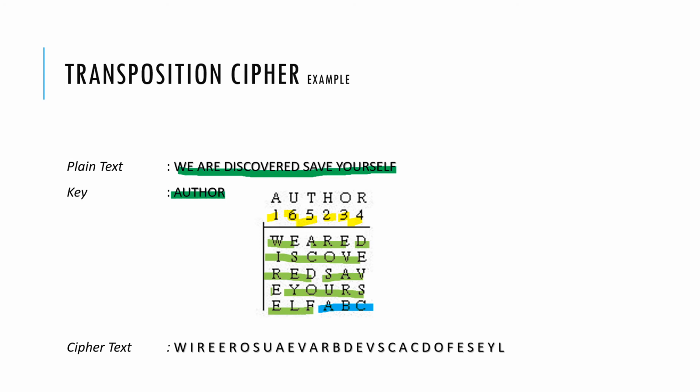Now what we want to do is read these columns in lexicographic order of the indexes we have mentioned earlier. So what we have is ROSUA, EVARP, DEVSC, ACDOF, ESEYL.